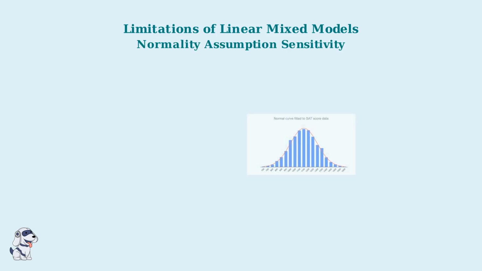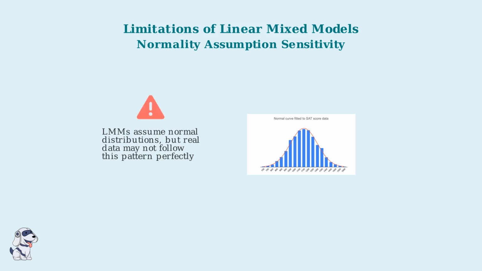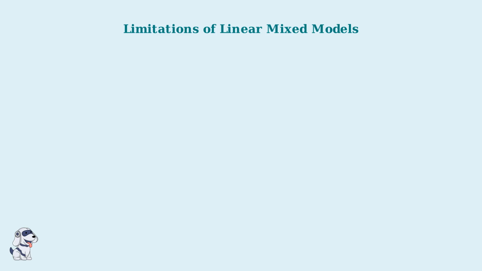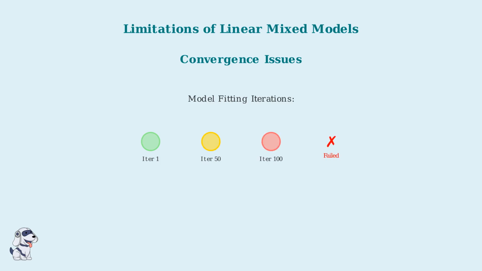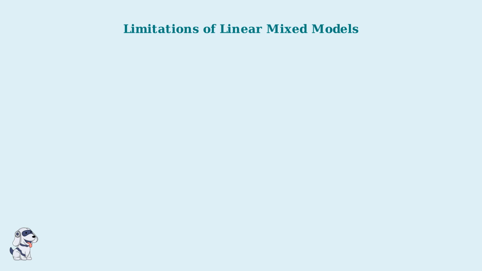Third, linear mixed models are sensitive to violations of normality assumptions. Both random effects and residual errors are assumed to follow normal distributions, but real-world data often deviates from this ideal. Fourth, convergence issues can occur when the iterative algorithms used to fit linear mixed models fail to reach a stable solution. This is particularly problematic with complex random effect structures or poorly conditioned data.